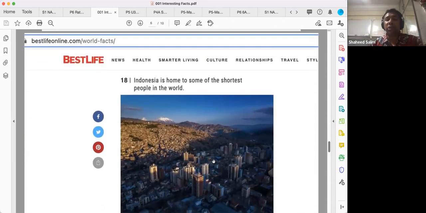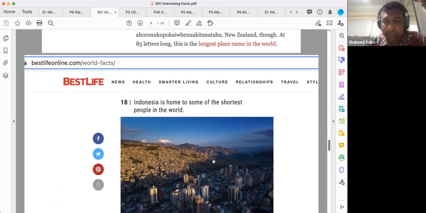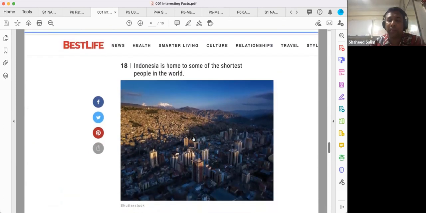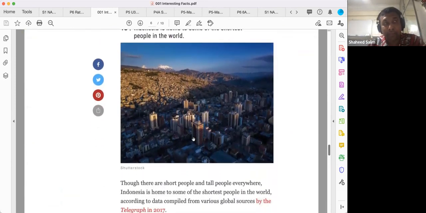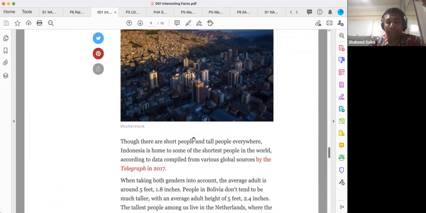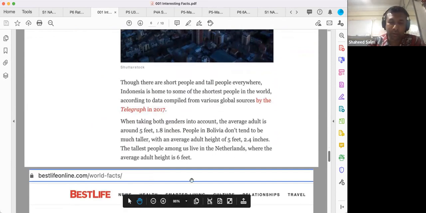Down here now, Indonesia. My wife is Indonesian. I don't know whether she's hearing this. But Indonesia is home to some of the shortest people in the world. So next time you get married to Indonesian, your children are very short. It's okay lah. And who has the tallest? Netherlands, Belanda, not Dutch. They have very tall. So you say lah, I want my children to be very tall. Okay, then you marry.